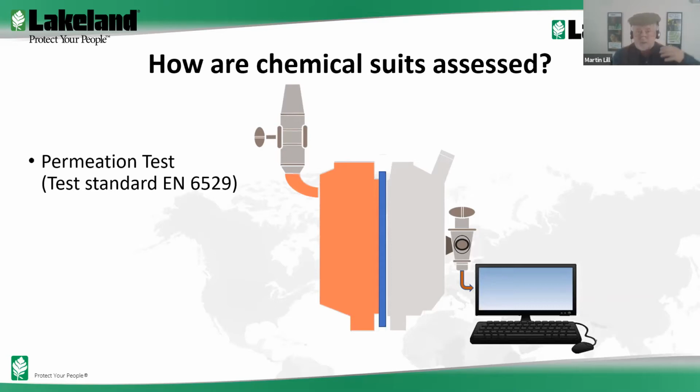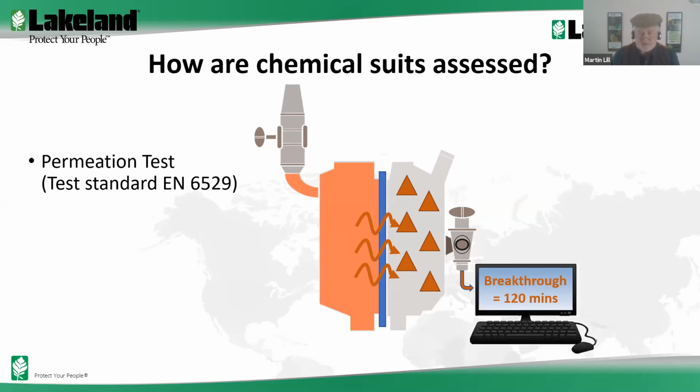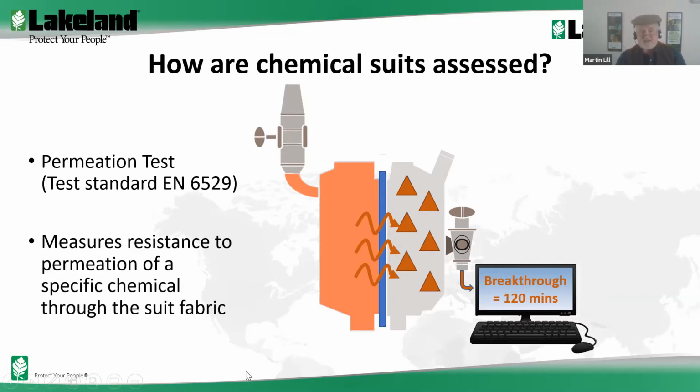And then basically, without going into too much detail, or we'll be here all day, the equipment measures the molecules of the chemical permeating through the fabric, because permeation is a molecular level event. And what that gives you is a breakthrough, more correctly called the normalized breakthrough. And let's say, in this case, for our chemical methyl ethyl kill you to death, it is 120 minutes. So that's the normalized breakthrough that gives us. So that test is measuring the resistance to permeation of a specific chemical through the suit fabric.